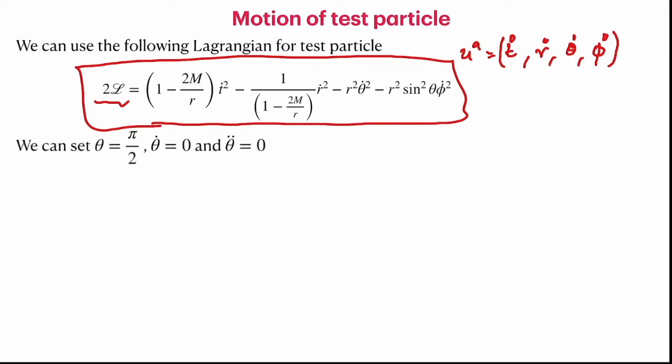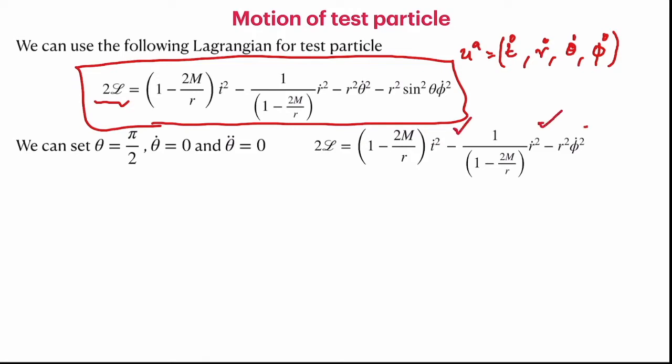So first we use a simplification because of the spherical symmetry. We can take theta to be pi by 2, and theta dot is equal to 0, theta double dot is equal to 0. Because of the spherical symmetry, theta equal to pi by 2 has a symmetry, and any plane can be considered as an equatorial plane. Once we make this assumption, we get a simplified Lagrangian which has 3 degrees of freedom, t, r, and phi. So we have to solve this. We need 3 equations of motion.